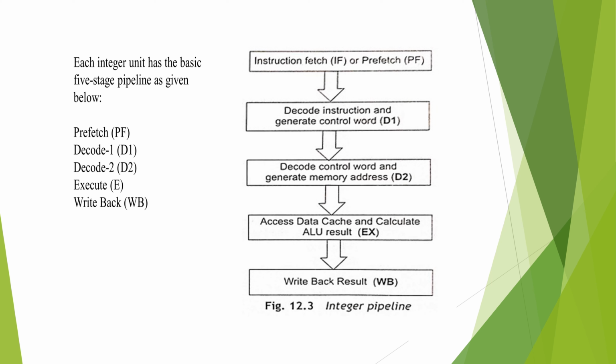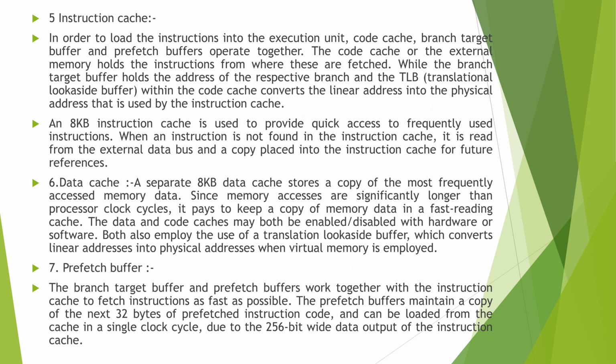In the third stage, decode 2, for whatever control word is there, the operands are generated and their addresses are generated in D2. The accessed operands are given to the ALU for the execute stage and it is executed. After that, the cache memory is also accessed here, in case the operands are present in cache memory. And in the last stage of the pipeline, WB, the result is written back. Registers or memory locations are updated, meaning the result is returned to the particular register or memory location.